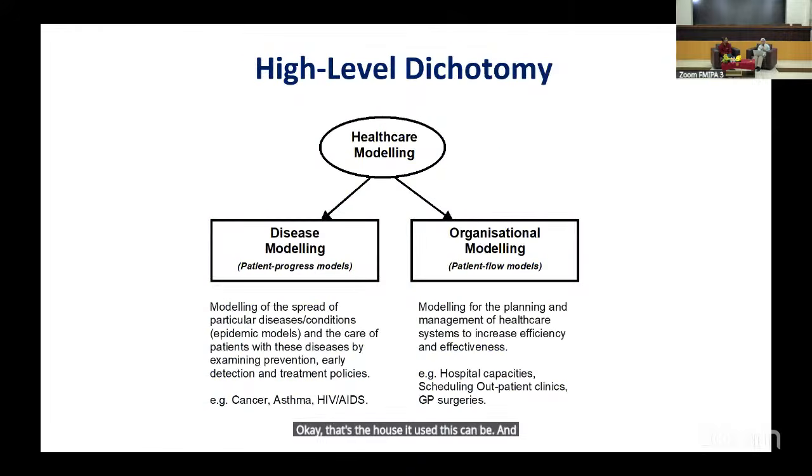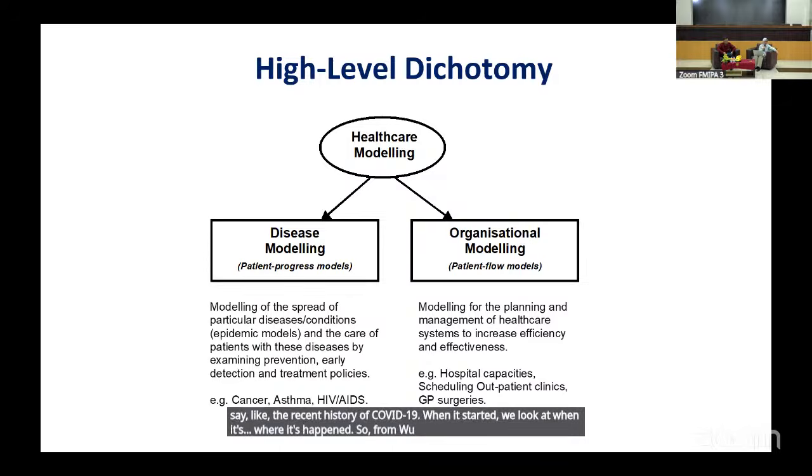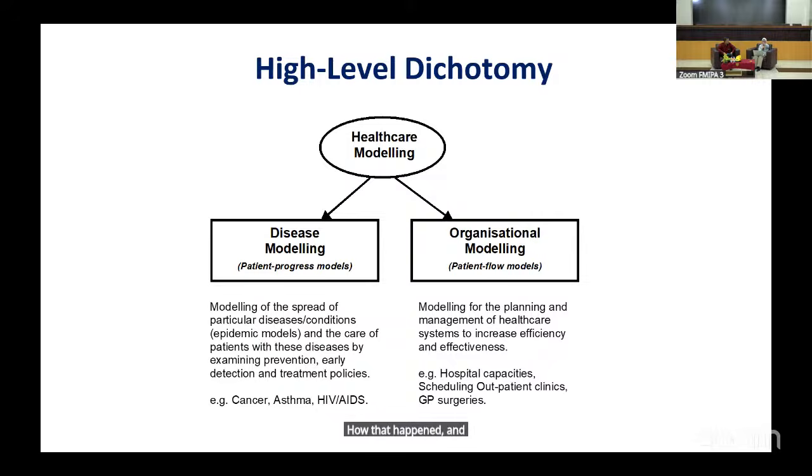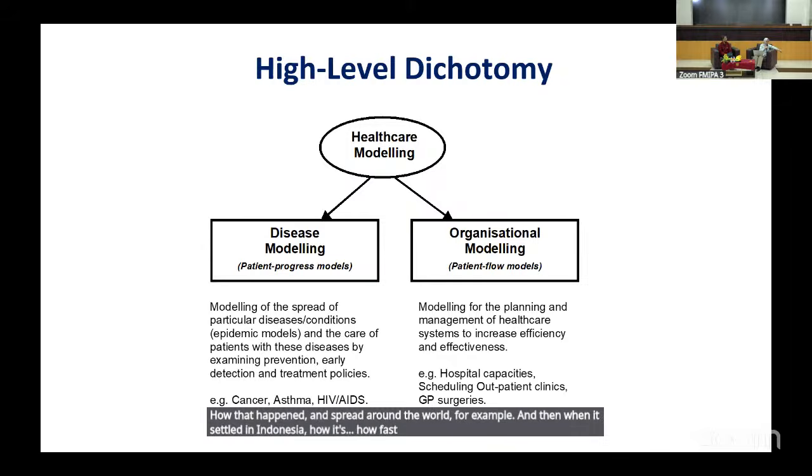And now, with respect to modeling, there are two types in healthcare modeling. One is disease modeling. In disease modeling, we look at, for example, the spread of a particular disease, like the recent history of COVID-19. When it started, we look at where it happened. So from Wuhan, how it spread around the world, for example. And then when it settled in Indonesia, how fast it was growing, the number of cases every day, in a month, in 2 months, and so on.